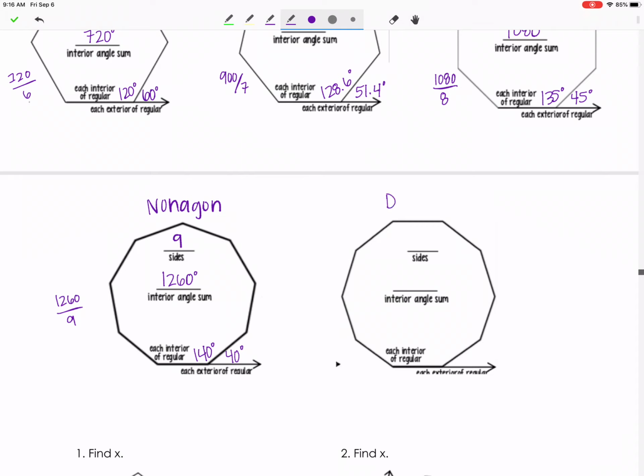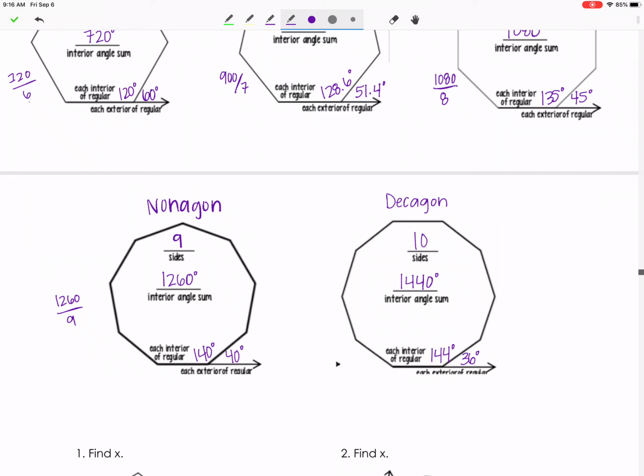And then our last major shape is a 10-sided figure, which is a decagon. 10 minus 2 is 8. 8 times 180 is 1440. 1440 divided by 10 equal angles is 144. And then 180 minus 144 is 36 degrees on the outside.